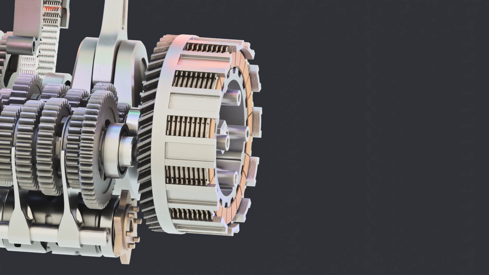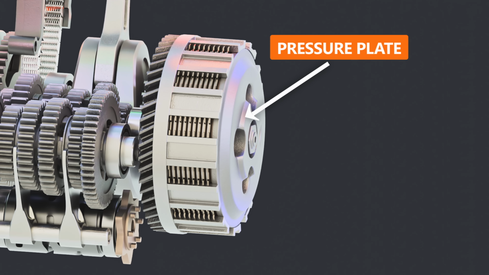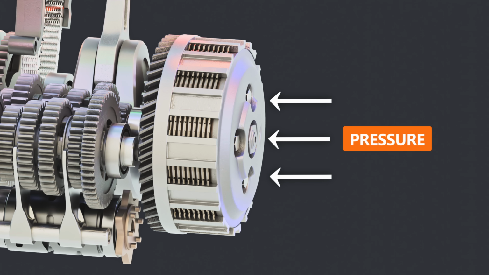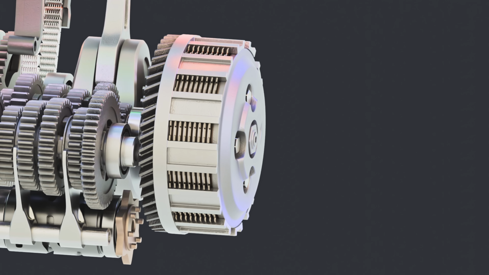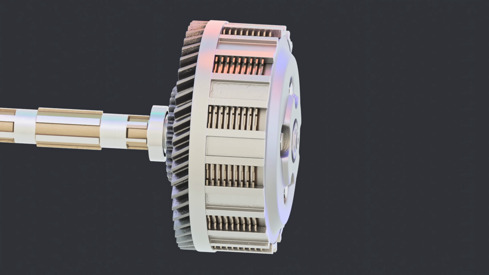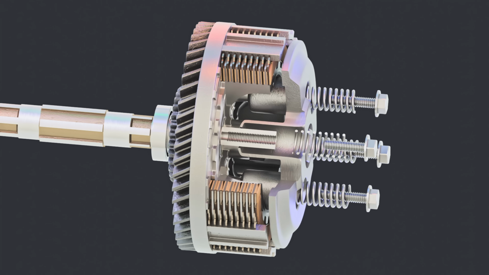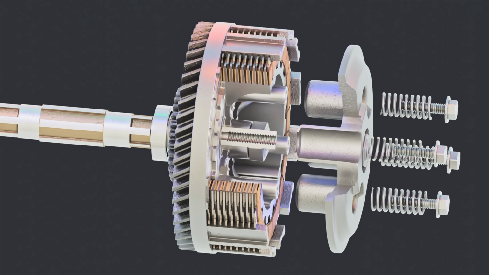All the plates are held together with the help of a pressure plate. A set of springs provides the force required to develop the pressure between them. So how is the pressure on the plates released? To understand this, we need to understand the internal working mechanism of a clutch. Let's observe the cutaway view of the assembly for better understanding.